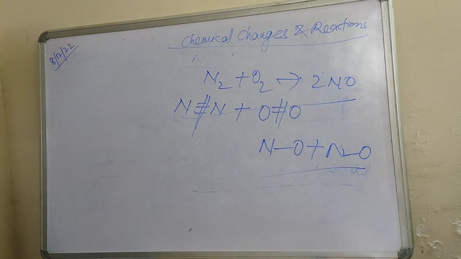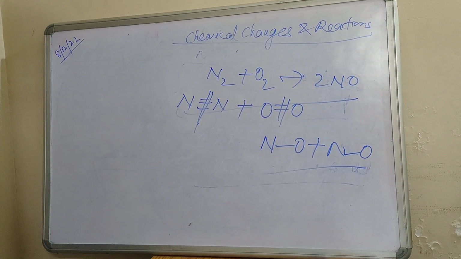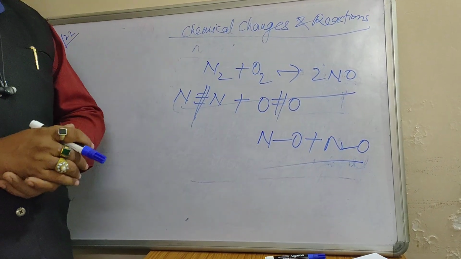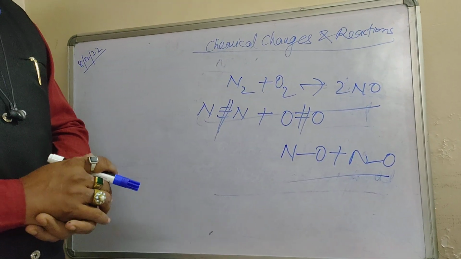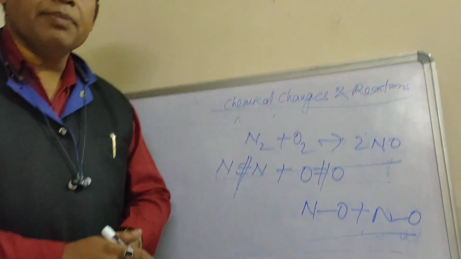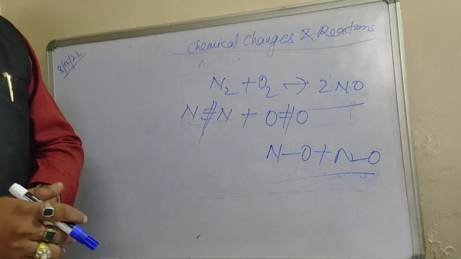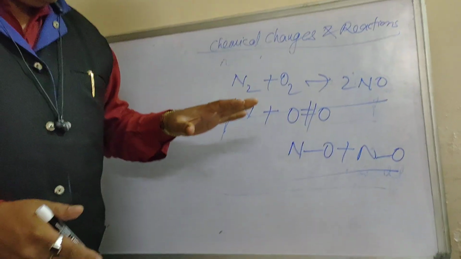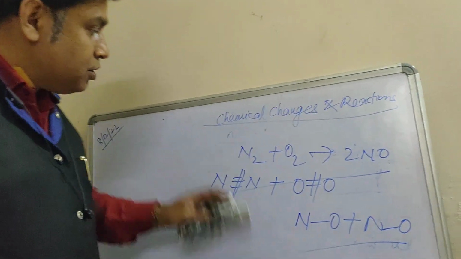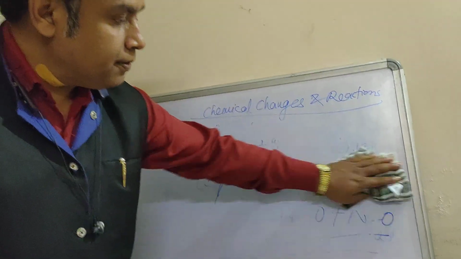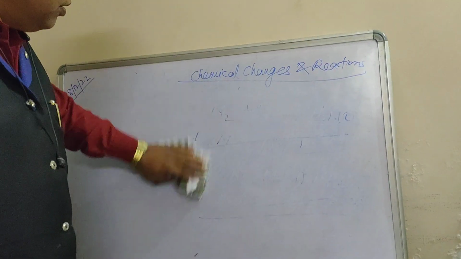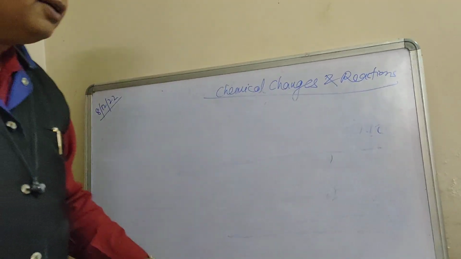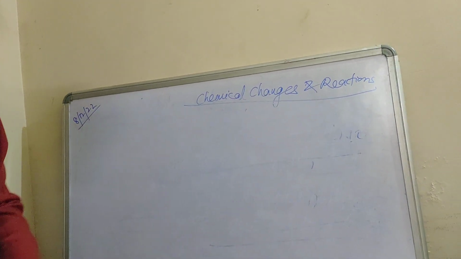Now, as I told you, a chemical reaction is represented by a chemical equation. Every chemical reaction is represented by a chemical equation, right? In fact, a chemical equation is a shorthand form of a chemical change. In what way? Let us see.